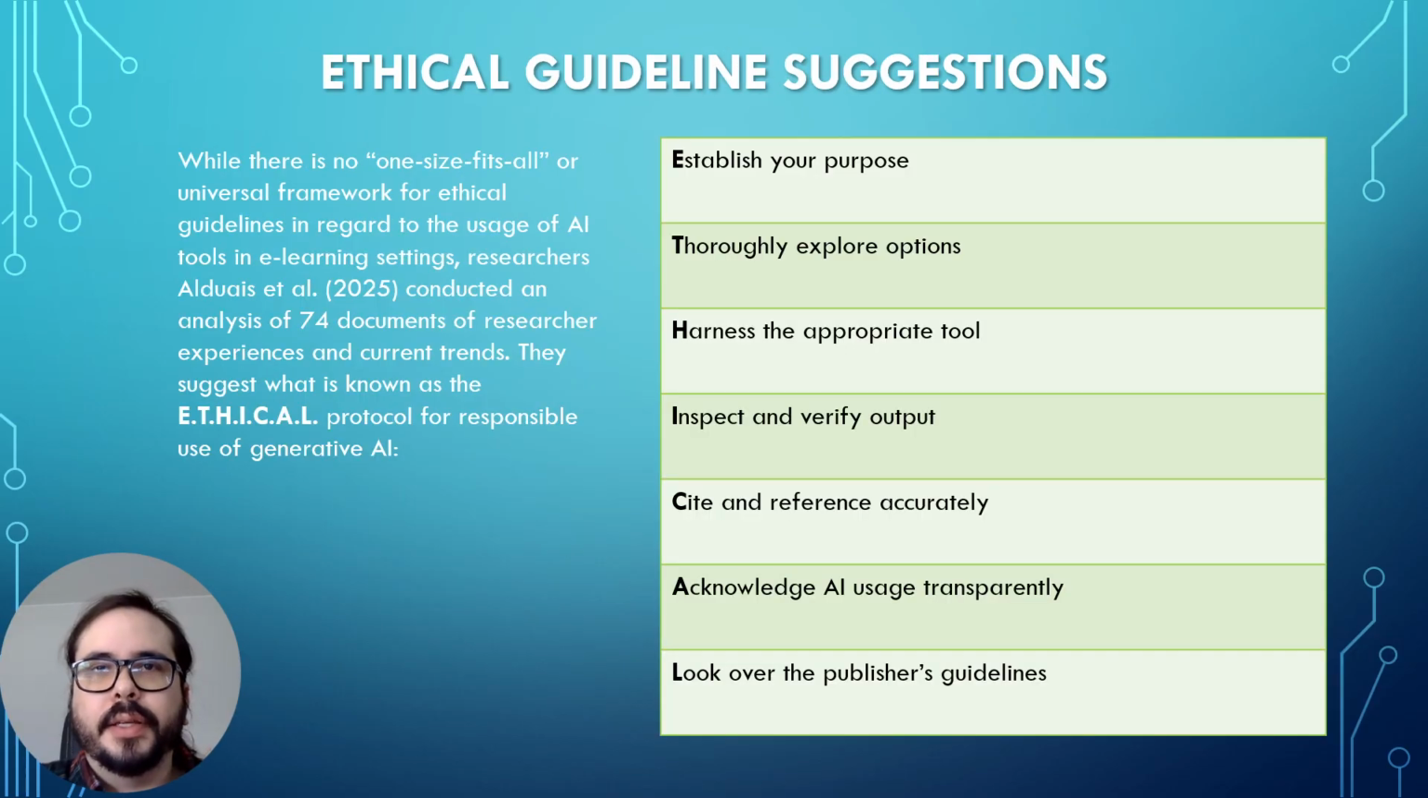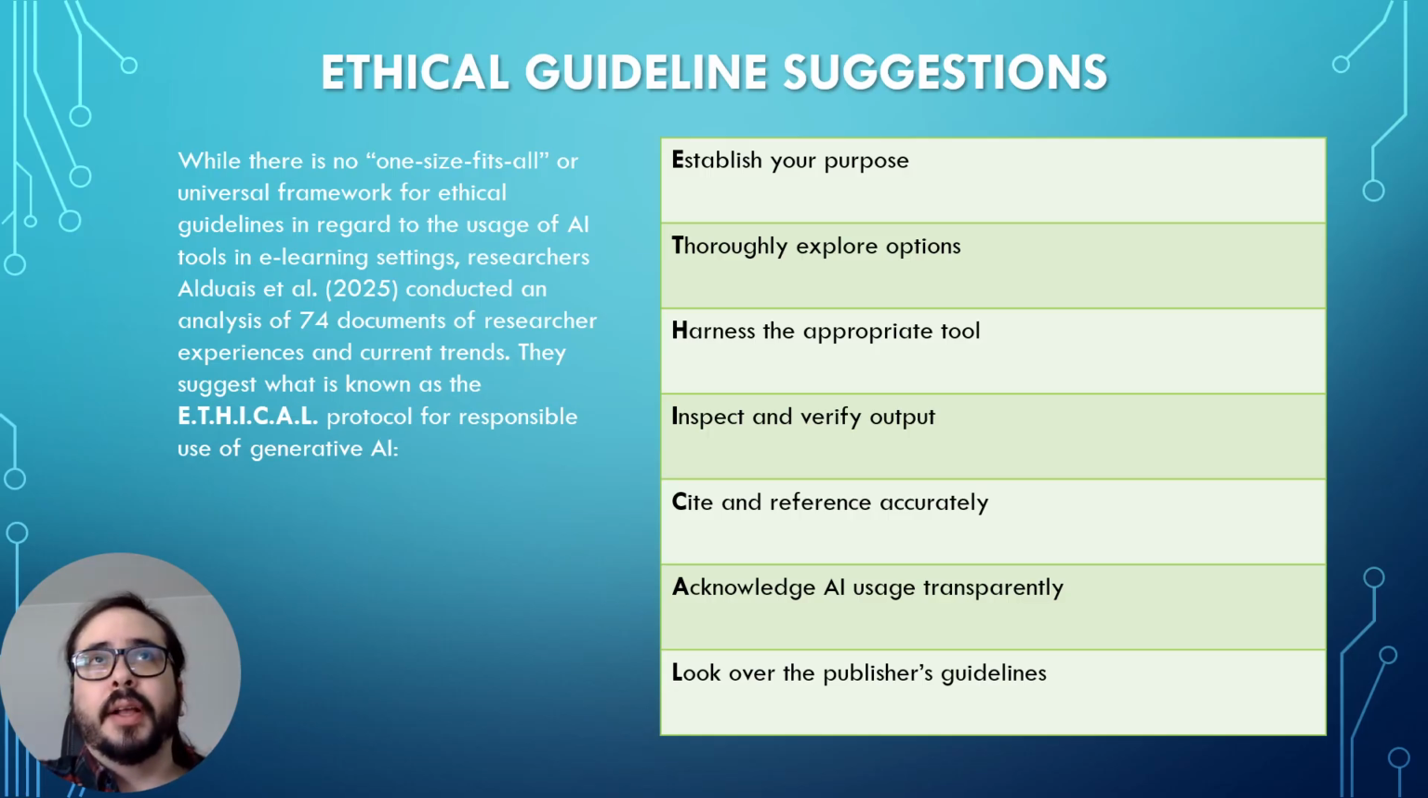Now, clearly AI is not without its limitations and significant considerations, but there are some ethical guidelines we can follow to help mitigate some of the bad aspects of it. Now, there's no one-size-fits-all universal framework established yet. We're just not there yet. But there is one study that involved an analysis of 74 documents of researcher experiences and current trends, and they found the ethical protocol. This is an ethical guideline for AI usage that goes as follows: ETHICAL.